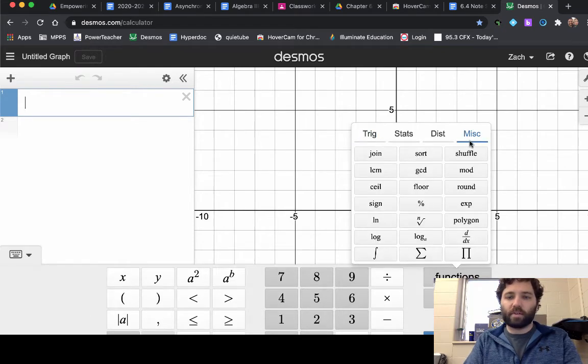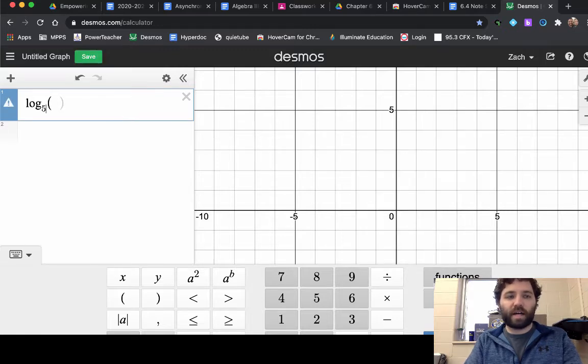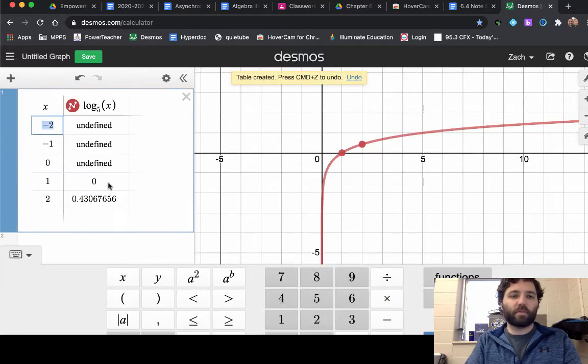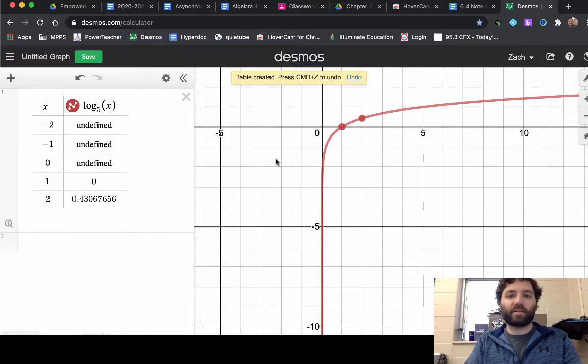And we will go to miscellaneous, and we've got this log base a command here. So we'll go log base 5 of, and then we'll put x in, and there's our graph. Okay, and we can go straight to turning that into a table. You notice that it's not defined to the left of 0.